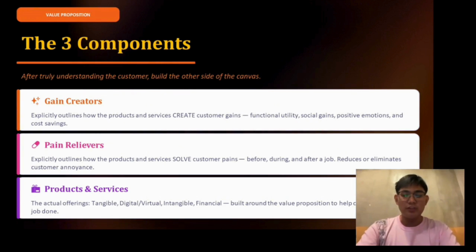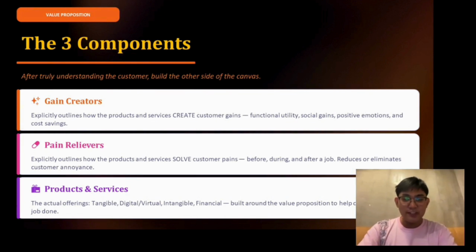Value proposition. Value proposition is the reason why customers choose a product or service. It shows how a business helps customers and gives them value. Value proposition has three components, which are gain creators, which explicitly outline how the products and services create customer gains. In simple terms, things that make customers happy or give them benefits. For example, discounts, fast service, or convenience.